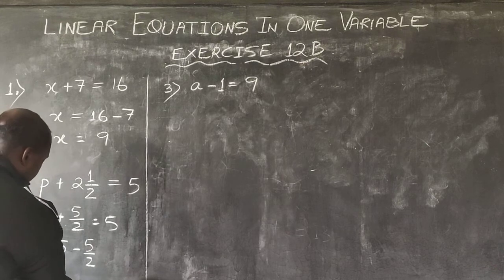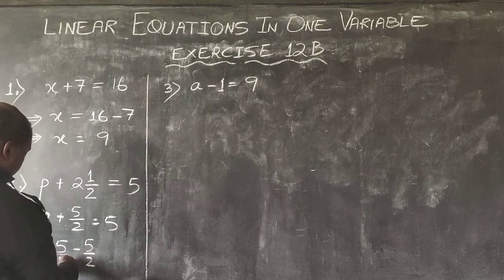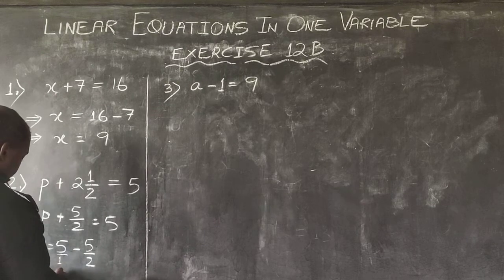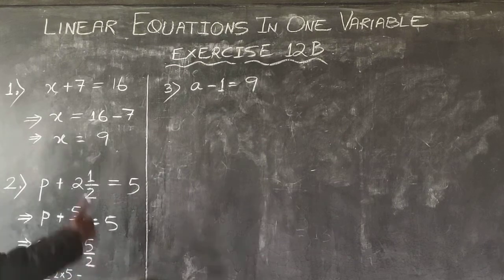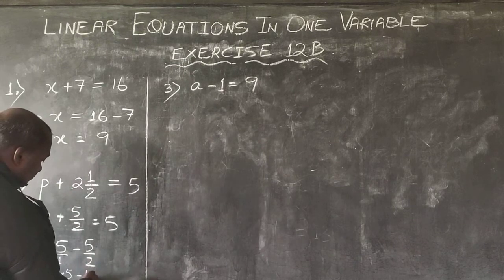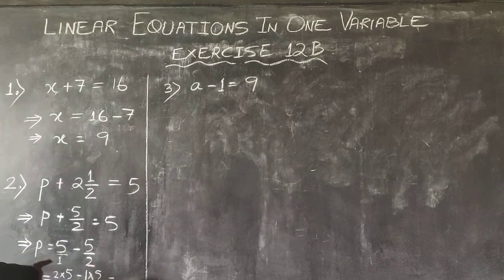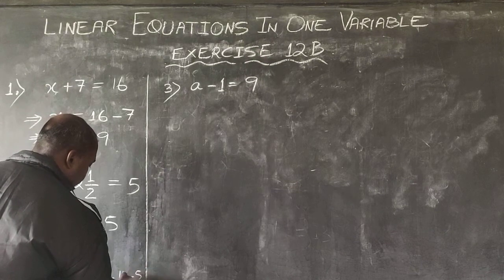So this is a fraction. We need to take the LCM. Nothing is there below 5, take it for granted 1 is there. 1 twos are 2, and the numerator is 5. 2 ones are 2, the numerator there is 5 again. So you have 5 times 2 is 10 minus 5 by 2.